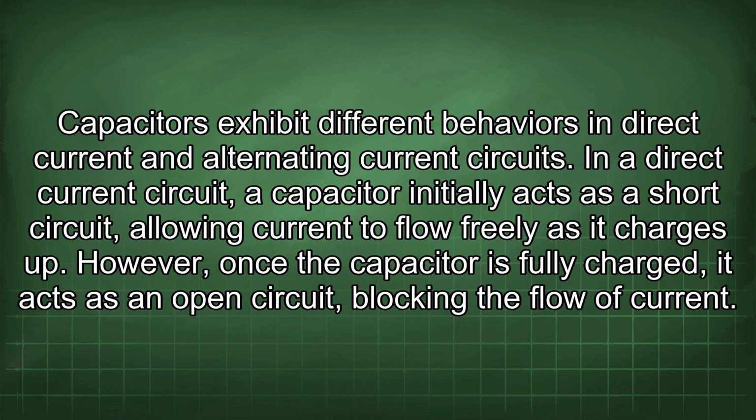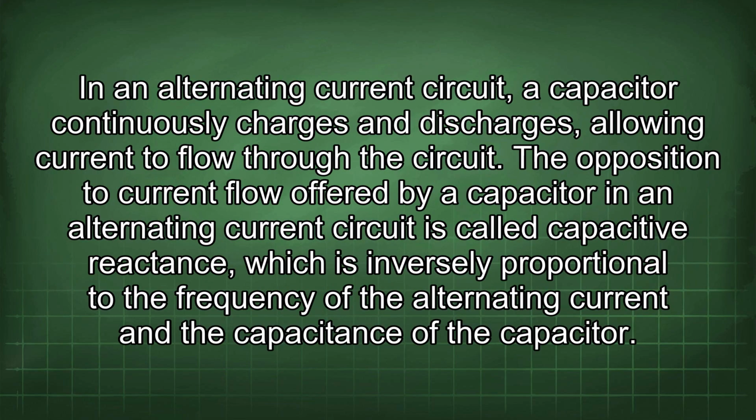Capacitors exhibit different behaviors in direct current and alternating current circuits. In a direct current circuit, a capacitor initially acts as a short circuit, allowing current to flow freely as it charges up. However, once the capacitor is fully charged, it acts as an open circuit, blocking the flow of current. In an alternating current circuit, a capacitor continuously charges and discharges, allowing current to flow through the circuit.